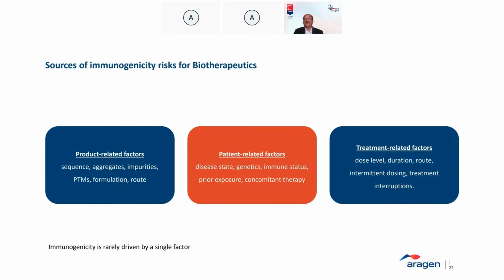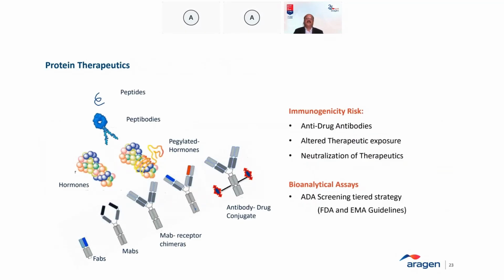Treatment-related factors include dose levels, durations, route, intermittent dosing, or treatment interruptions. Now it becomes challenging since there are multiple factors to address while assessing the immunogenicity of biotherapeutics. We will walk through it class by class. This is the general overview for protein therapeutics, which starts from peptides, peptibodies, hormones, pegylated hormones, fragment antibodies, monoclonal antibodies, receptor chimeric antibodies, all the way to antibody drug conjugates.